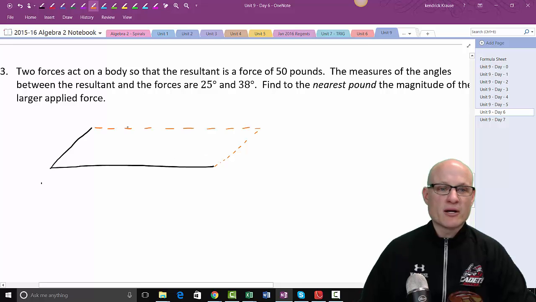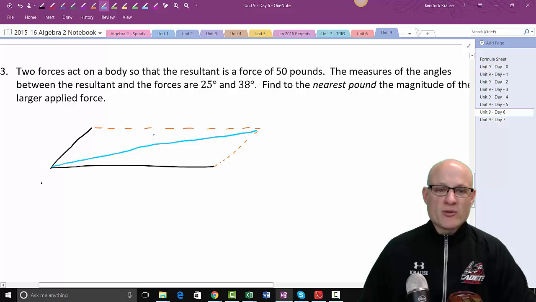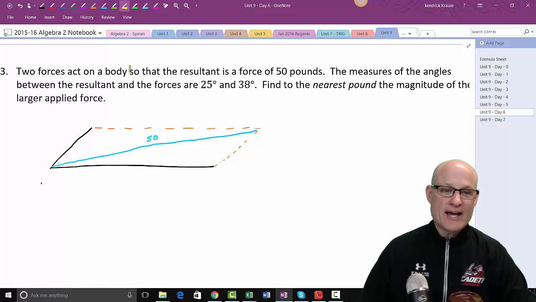Finish filling out that parallelogram, and then I'll draw in the resultant. The resultant is diagonal from here to here. Now, the measure of the resultant is 50 pounds. So that's 50. The measures of the angles between, now be careful, you have to be able to read, between the resultant and the forces. So here's the resultant. The measure of the angles between the resultant, that's this angle, and the forces, and this angle are 25 and 38.